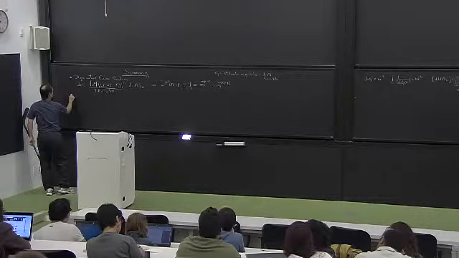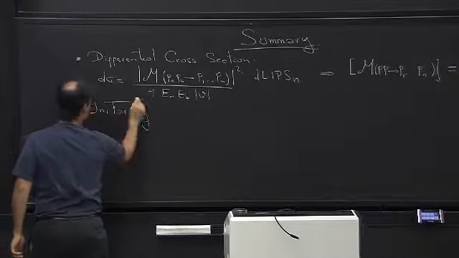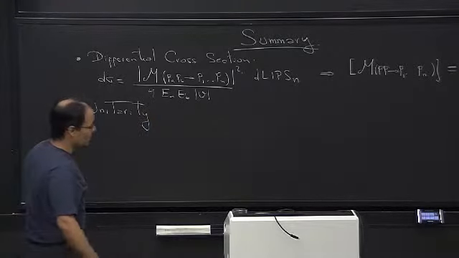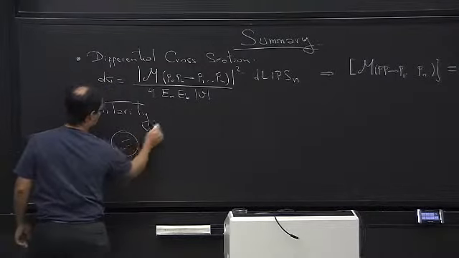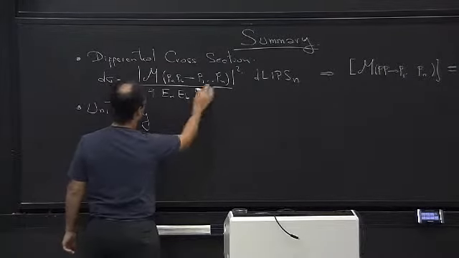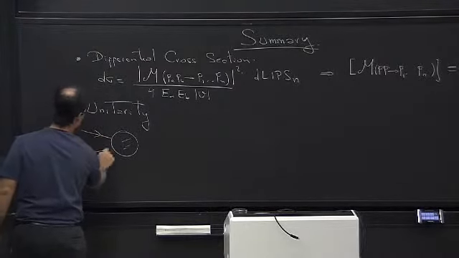Next, we move into unitarity. And in order to discuss unitarity, I'm going to concentrate on the case when we only have two external particles, two outgoing particles.